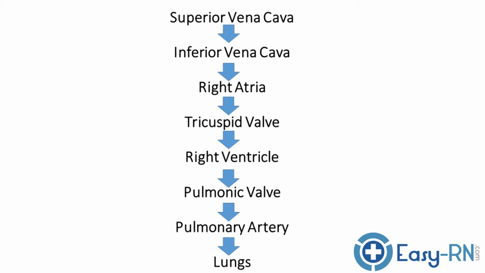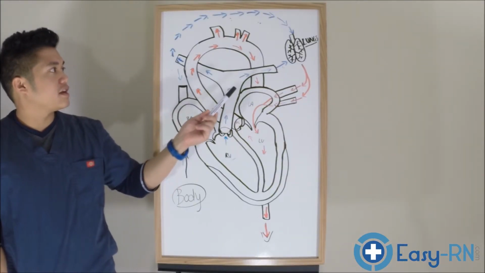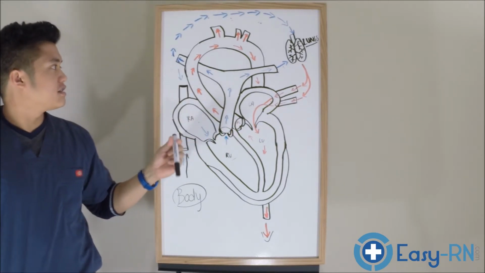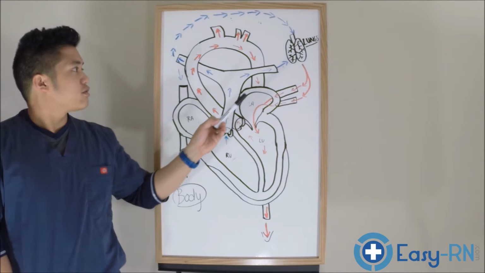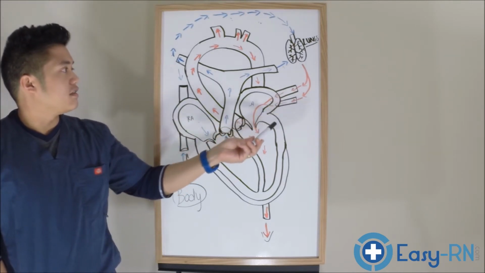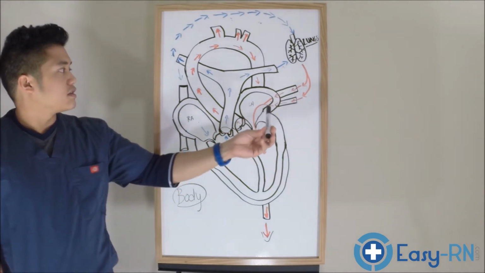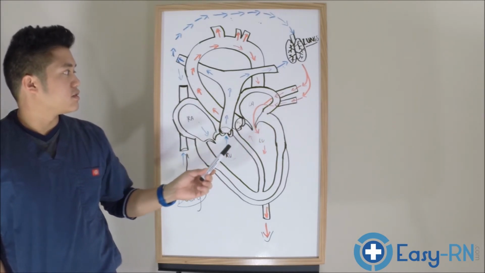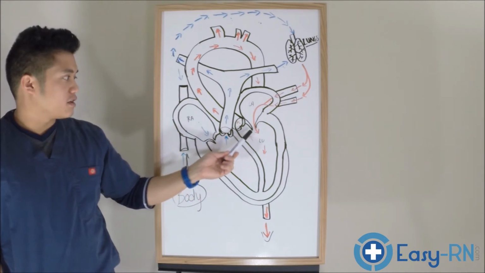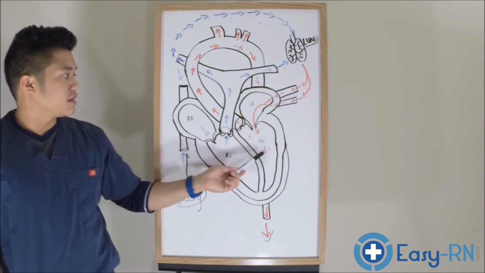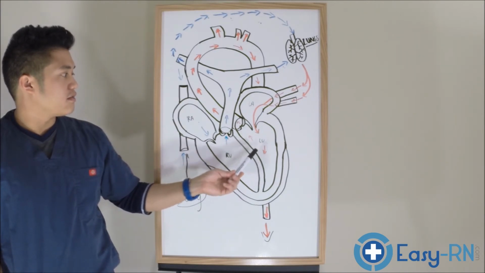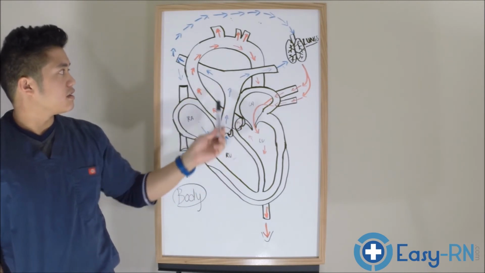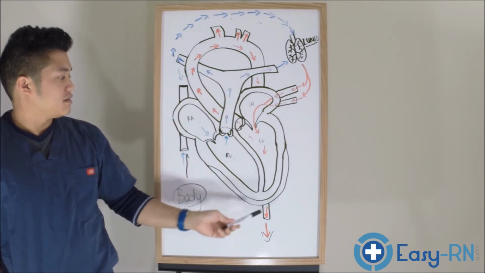The deoxygenated blood goes into the lungs, and then the oxygen and carbon dioxide transfer process occurs, and the oxygenated blood from the lungs goes back into the heart via the pulmonary veins into the left atrium. This valve is called the mitral valve or the bicuspid valve, into the left ventricle, and then the blood from the left ventricle goes through the aortic valve into the aorta, and then all the way into the body.